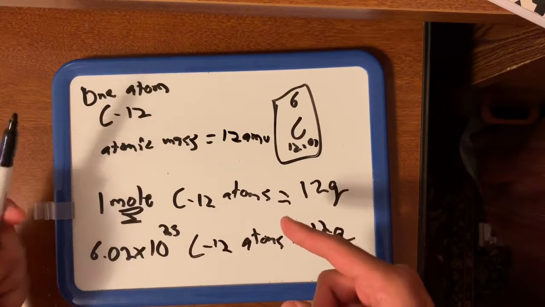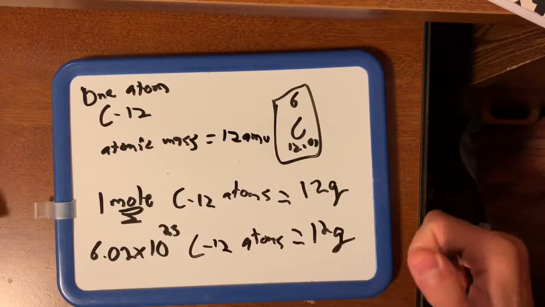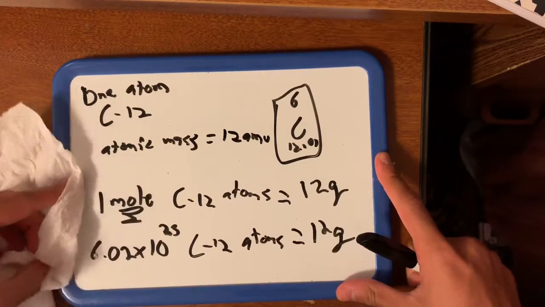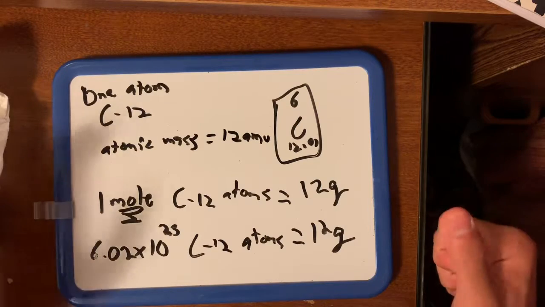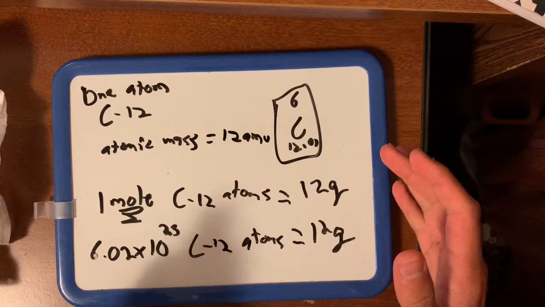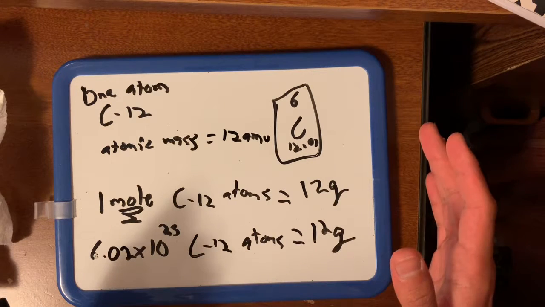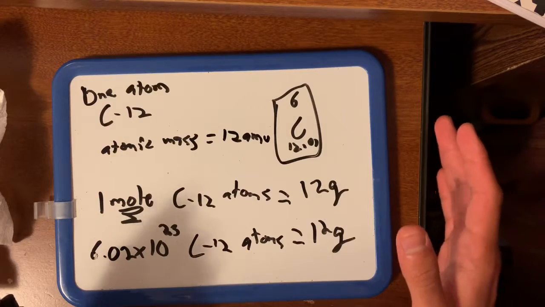Now the definition that I said before was pretty long and kind of hard to understand, but the way I think of the word mole is that 1 mole of a certain atom gives you the amount of grams of the atomic mass of that atom.